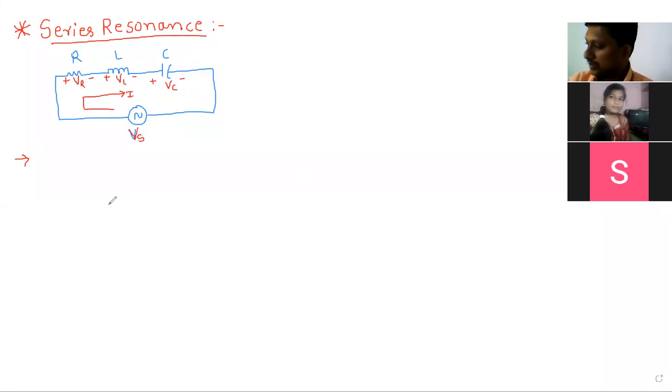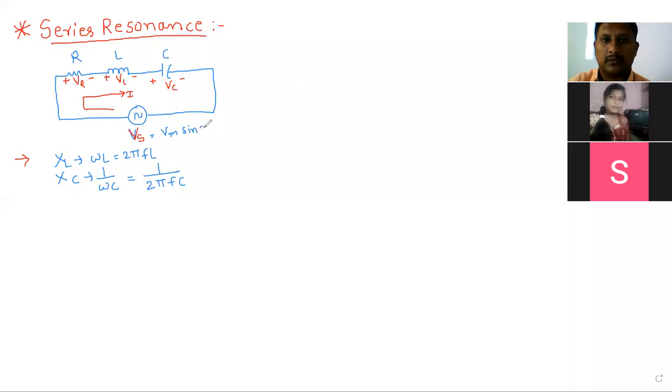We already discussed that XL is equal to omega L, that is equal to 2 pi FL. XL is the impedance of the inductor. XC is 1 upon omega C, that is 1 upon 2 pi FC, where F is the frequency of this input signal. Vs is nothing but Vm into sine of 2 pi Ft, or omega t, we can consider. The unit is volt.